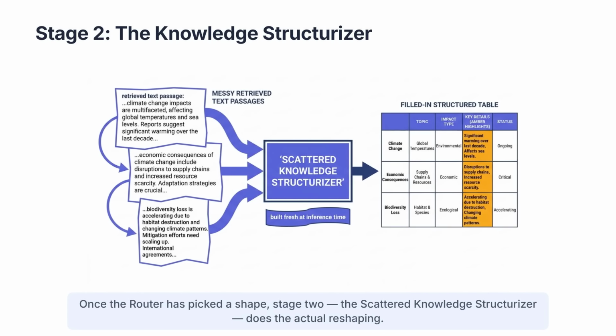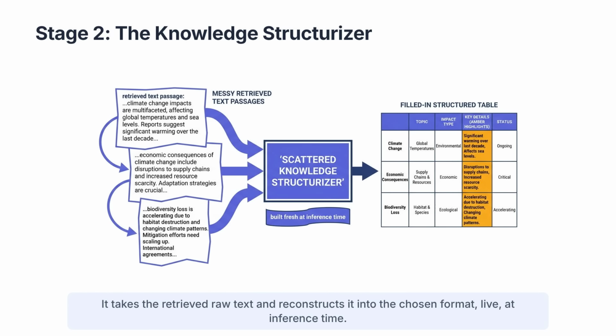Once the router has picked a shape, stage 2, the scattered knowledge structurizer, does the actual reshaping. It takes the retrieved raw text and reconstructs it into the chosen format, live at inference time. If the router chose a table, the structurizer reads the messy passages and fills in the rows and columns. The scattered facts get gathered into one clean, queryable scaffold, built fresh for this exact question.